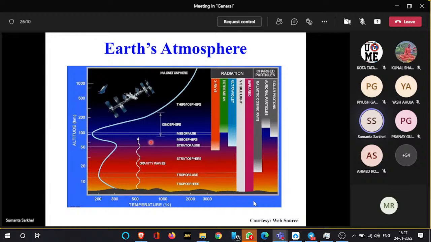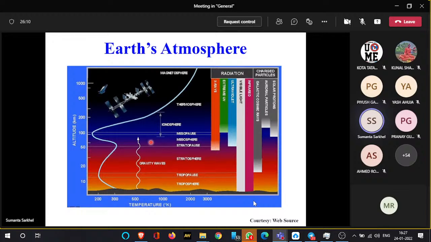Similarly, what process caused the heating up in the stratosphere? Your answer will be ozone heating, due to the UV radiations absorbed by the ozone. This ozone heating is responsible for that. All right. And you see the curve again turns and again increases.